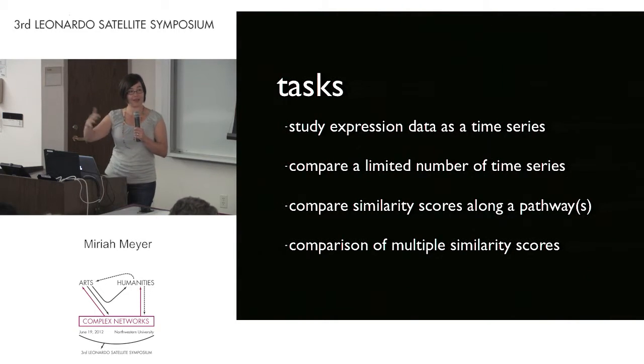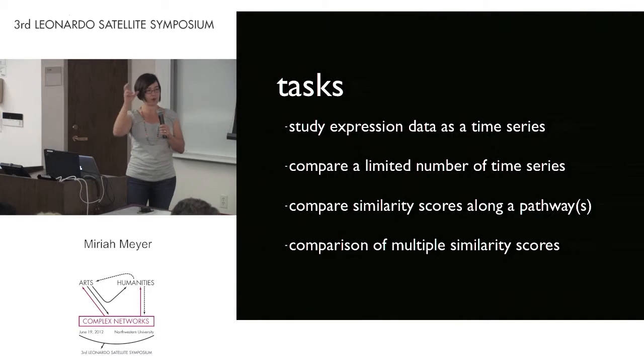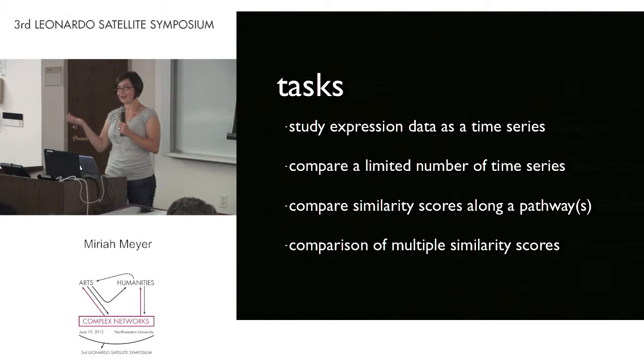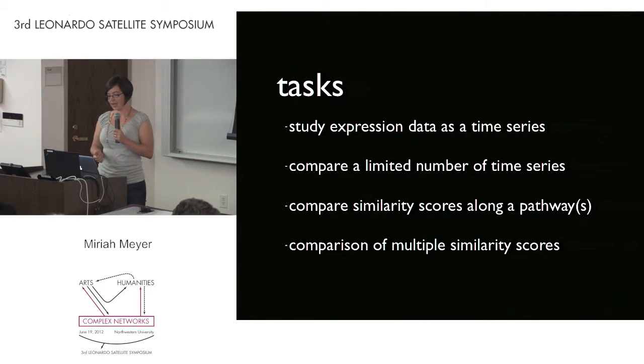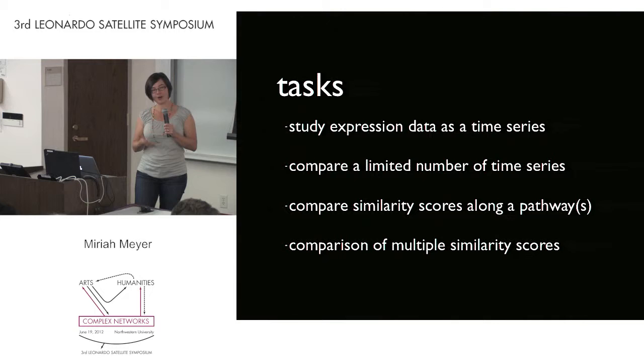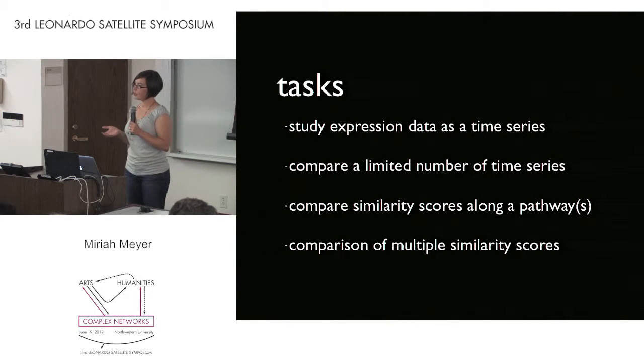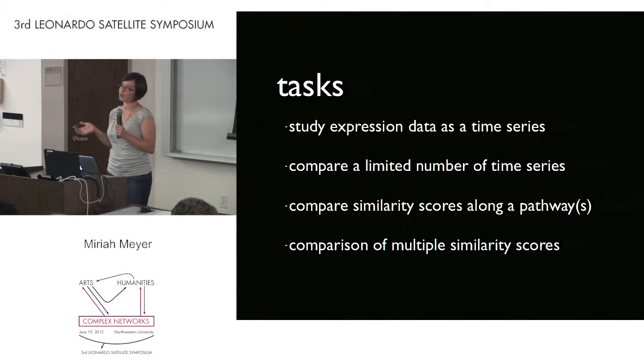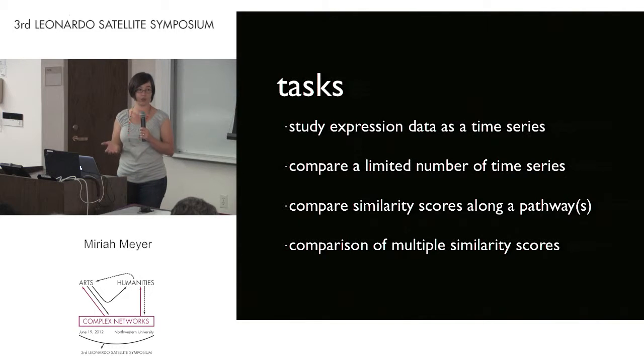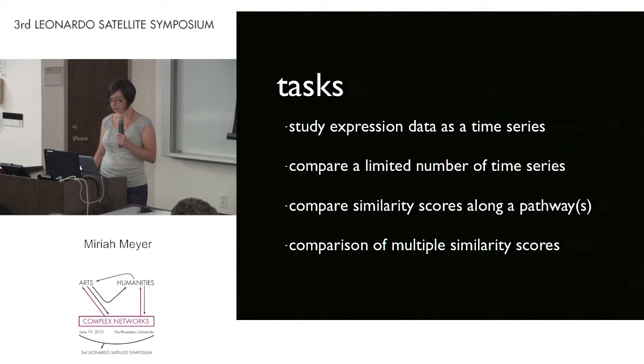The next level up, they then wanted to look at similarity scores along the pathways to understand trends about where genes were being expressed similarly across the species in different pathways. And finally, they wanted to look at multiple similarity scores, in large part because of this problem that they weren't quite sure what the right metrics were to use to compute these yet.